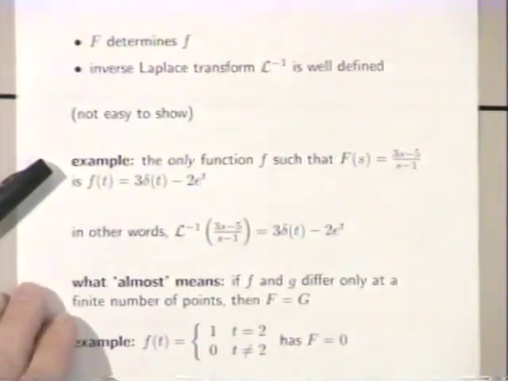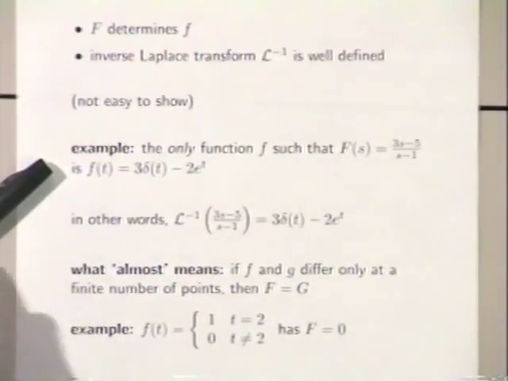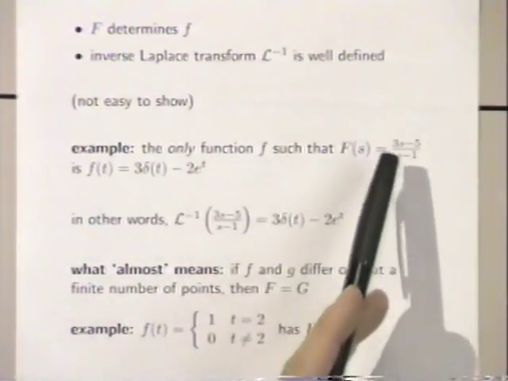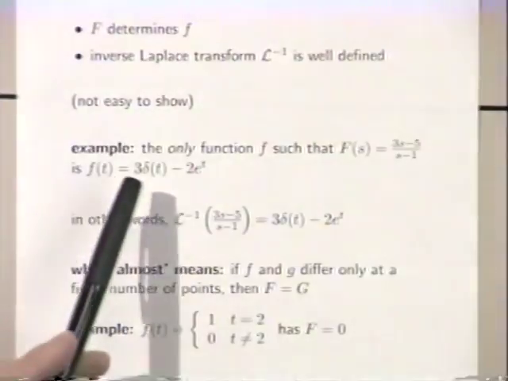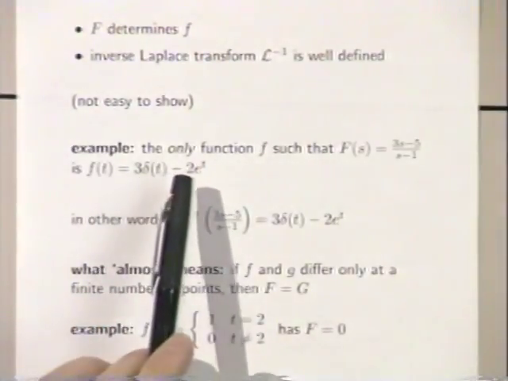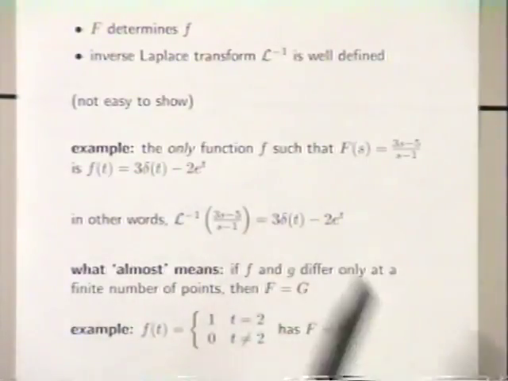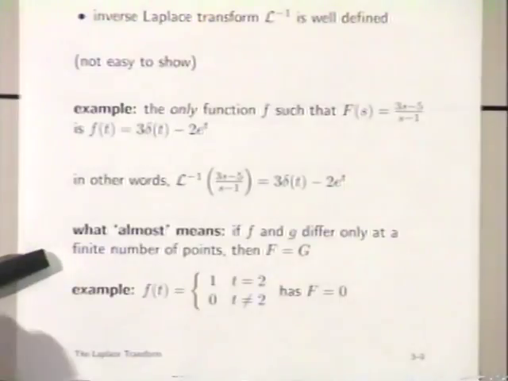So, taking on this level of informality, you can say that the only function f whose Laplace transform is (3s - 5)/(s - 1), that's what we just worked out on the page before, is in fact 3 delta(t) - 2 e^t. In other words, the inverse Laplace transform of this is that. Now I'll say what almost is, and I'm pretty sure this will never bother us.